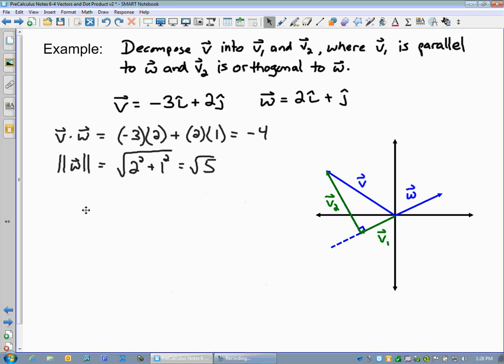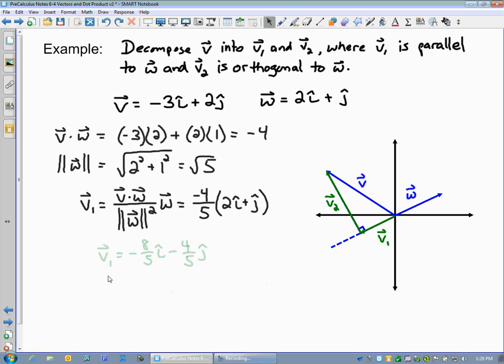Then we're simply going to put that all into the equation we have. The dot product was negative 4. The magnitude squared, remember the magnitude was square root of 5, so if I square it, I get 5. And that is going to be multiplied by the original vector itself. So distribute that, and we're going to see v1 is negative 8/5 i hat minus 4/5 j hat.